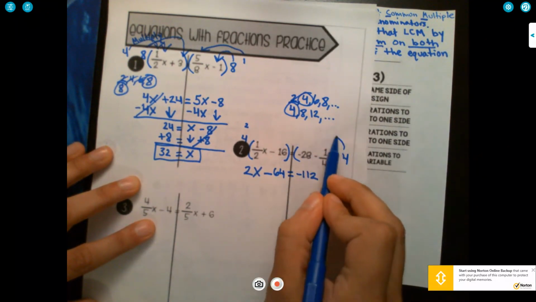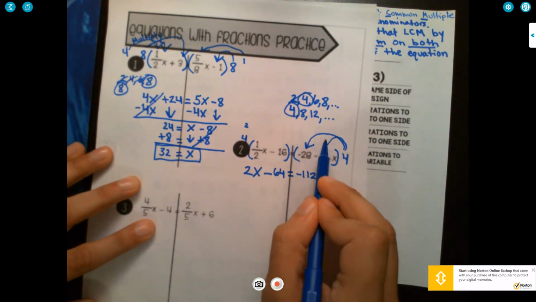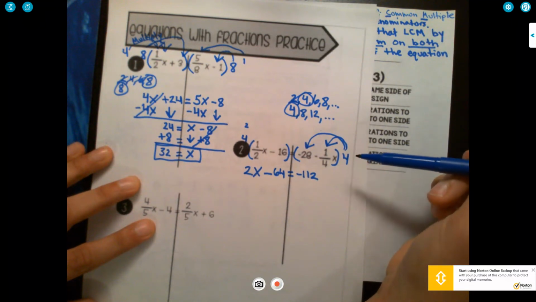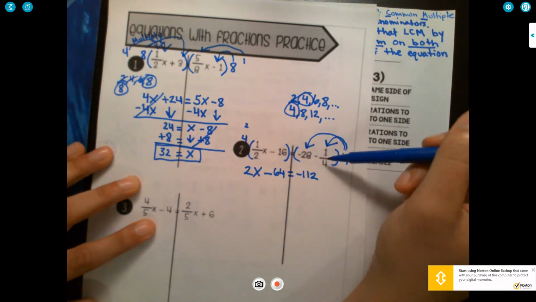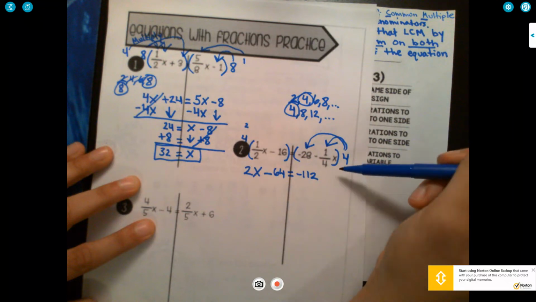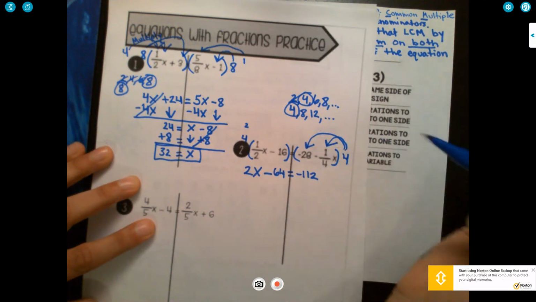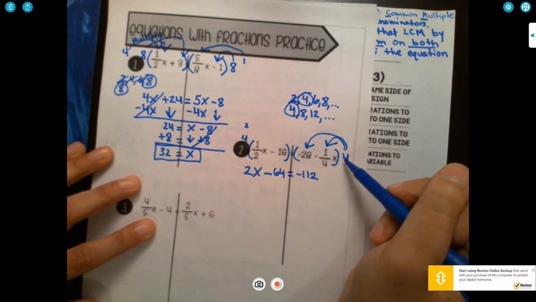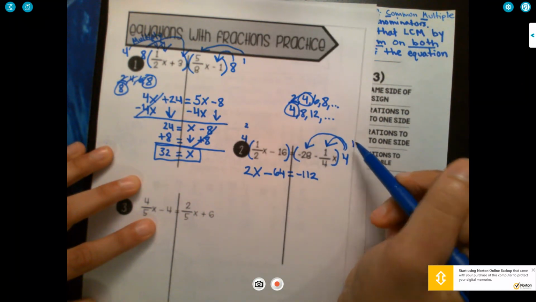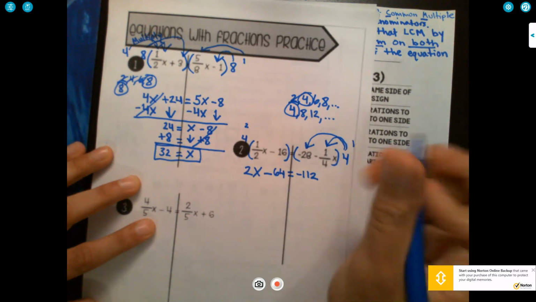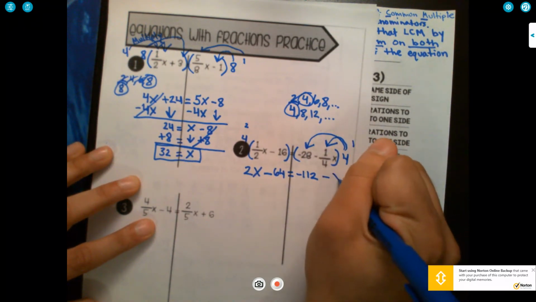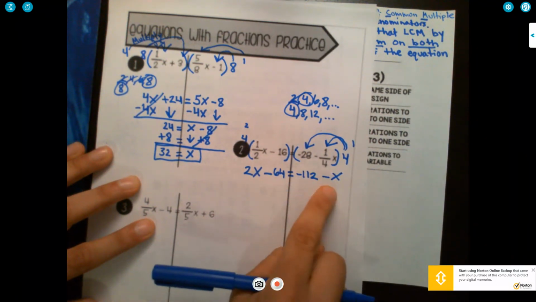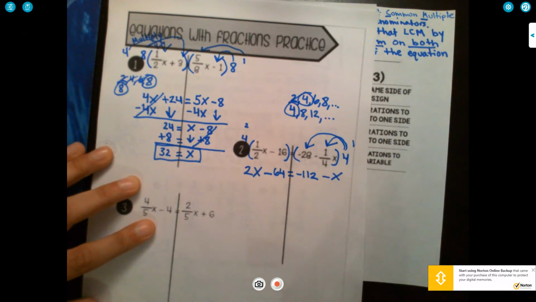So we multiplied it by this term. Now we're going to multiply it by this term. So again, you can type in on the calculator 4 times, set up your fraction, 1 divided by negative 4, decimal, enter, and you should get your answer. Or you can do it by hand. 4 divided by 4 is 1, and 1 times the numerator is 1, so it's just 1x or minus x. So this should be 2x minus 64 equals negative 112 minus x. Great, and then we just solve from there.